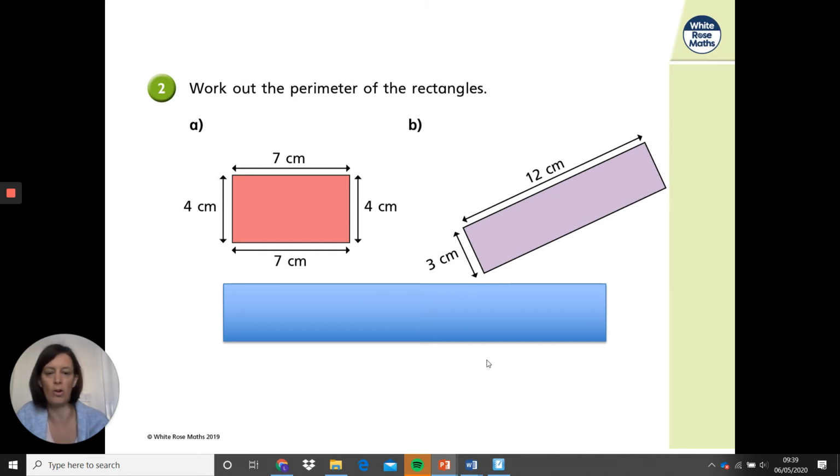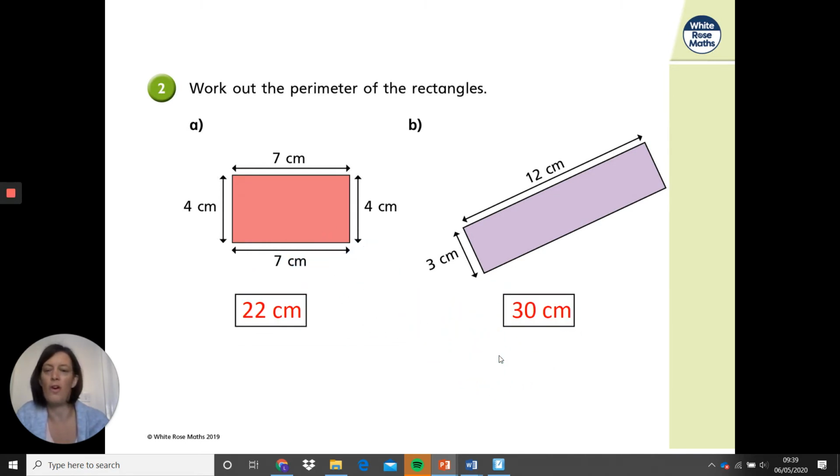Okay, let's have a look. First one was 22. 7 plus 4 is 11, and another 7 plus 4 is 11. So that first one is 22 centimetres. And this second one here, 12 plus 3 is 15, and another 12 plus 3 is 15. So that perimeter is 30 centimetres. Well done if you got those.